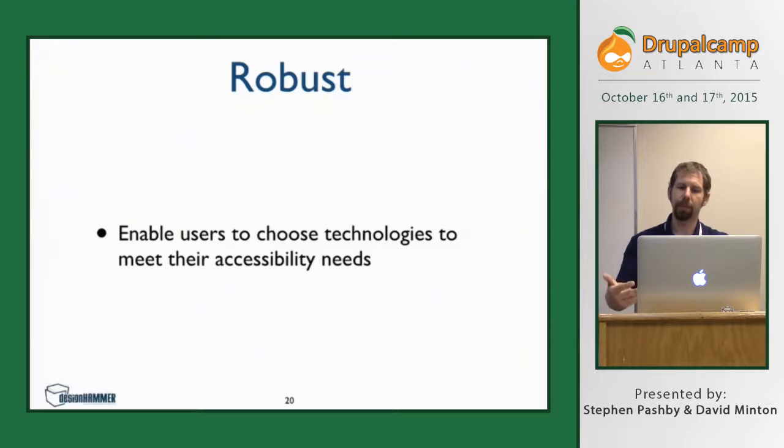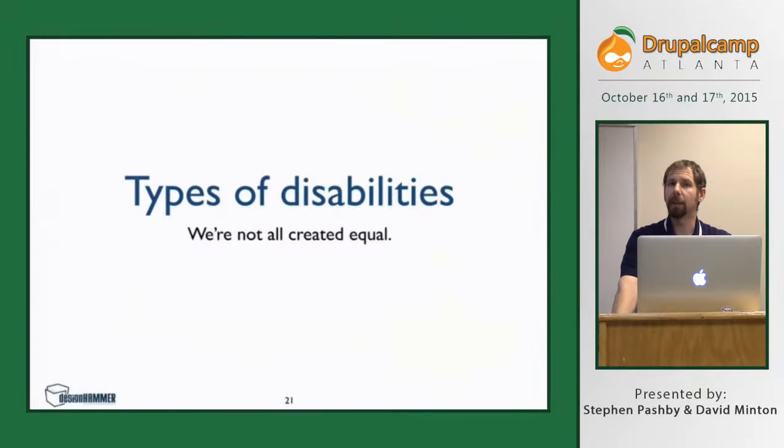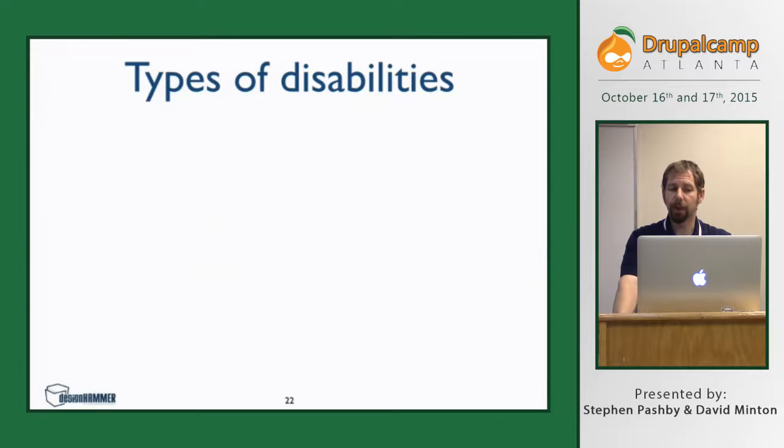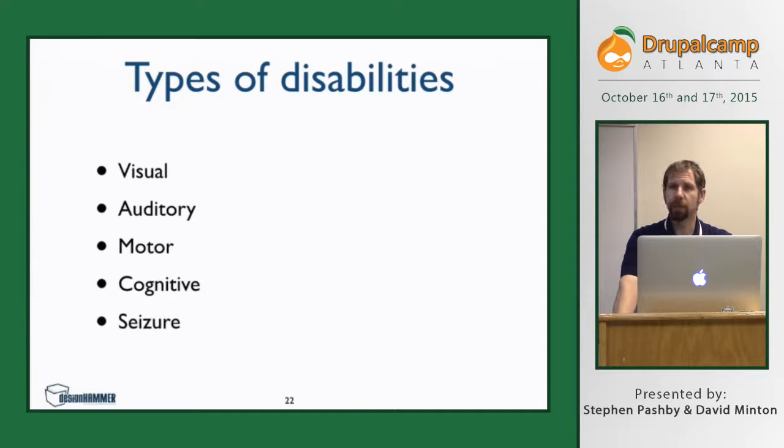So, with those principles in mind, it's now really useful to think about the types of disabilities that you want to make sure are able to actually use all of those points of website accessibility. So, broadly speaking, there are several types of disabilities: visual disabilities, auditory disabilities, motor disabilities, cognitive disabilities, and then users with seizure disabilities.